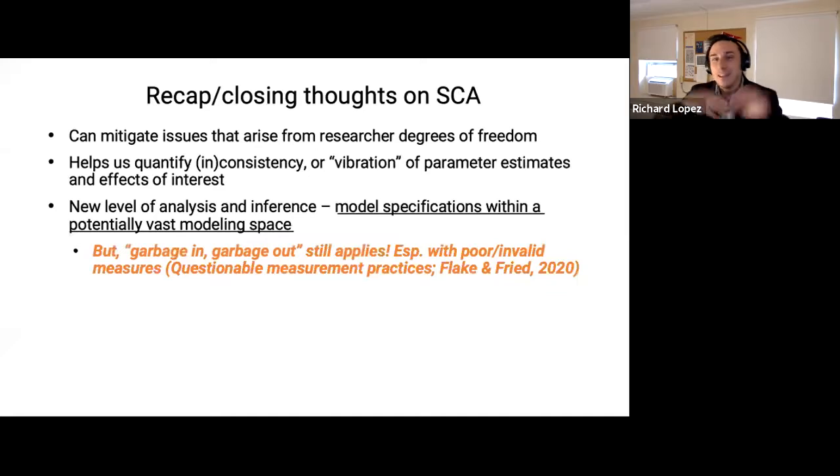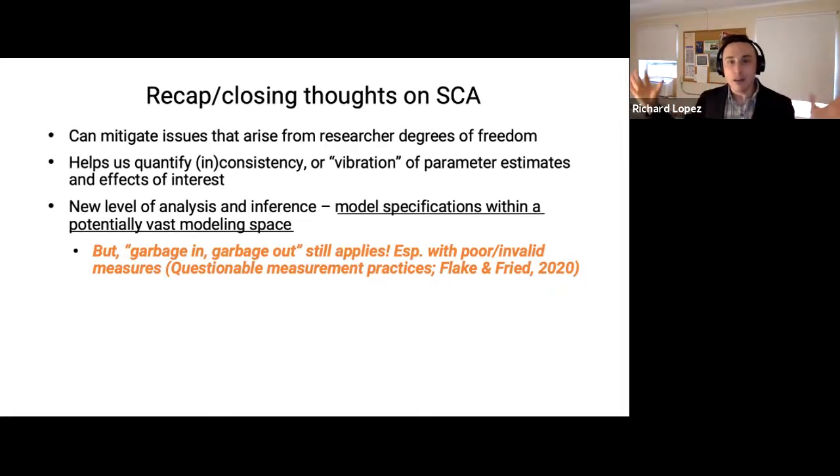But, and I don't have a lot of time to go into this, it's worth noting, this idea of garbage in, garbage out still very much applies here, right? Because if you have poor or invalid measures you're putting into your SCA to begin with, it doesn't matter what you find.